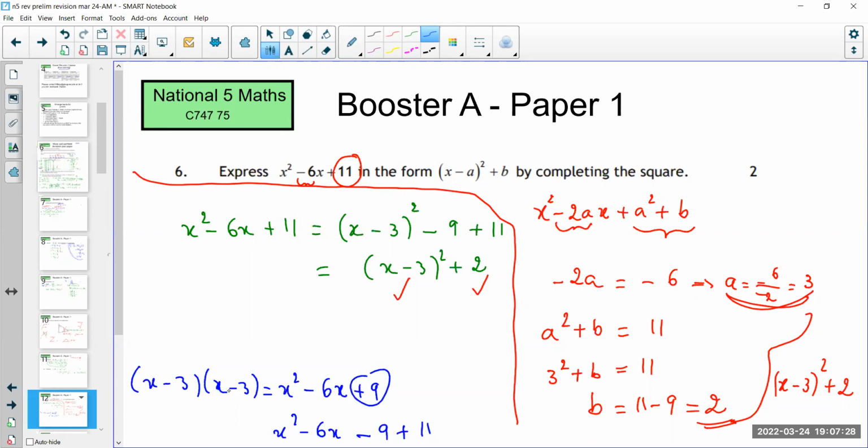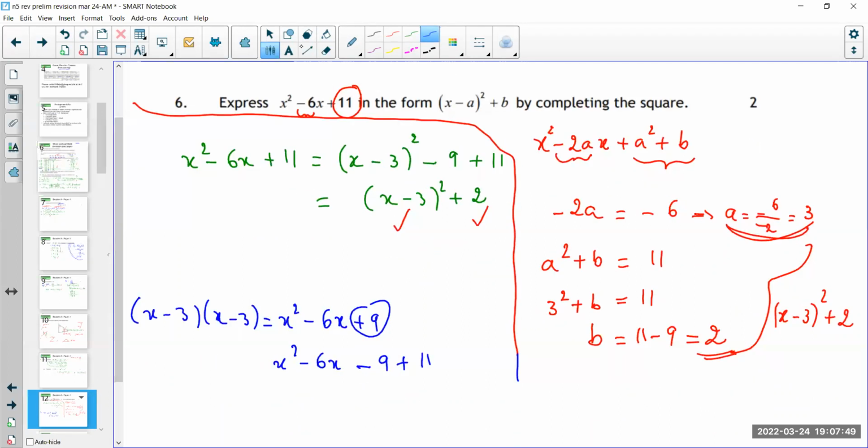So if you were to rewrite this (x - 3)², in case you can't remember whether it's a takeaway or an add, write it down, and you'll notice that because you add it, you need to take it away in order to get x² - 6x, and then you add the plus 11 at the end. Okay, is that any clearer, Ibrahim? Yeah, thank you.